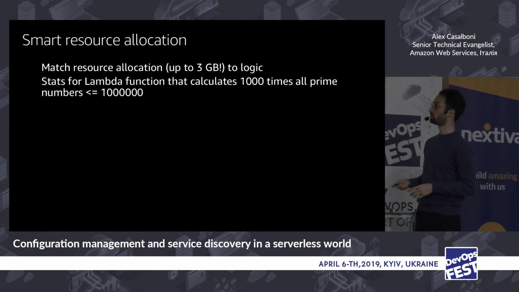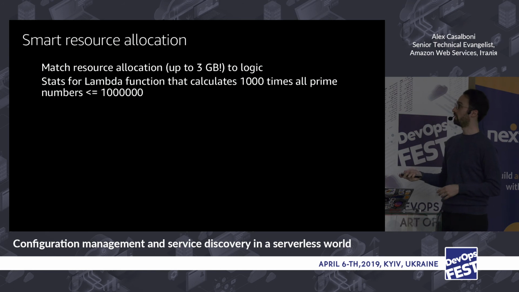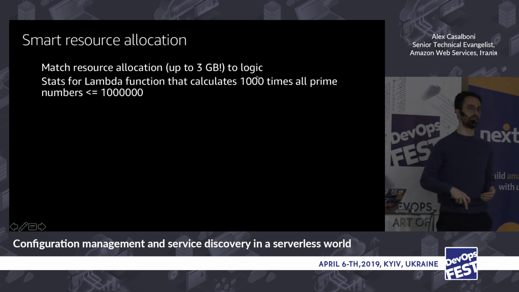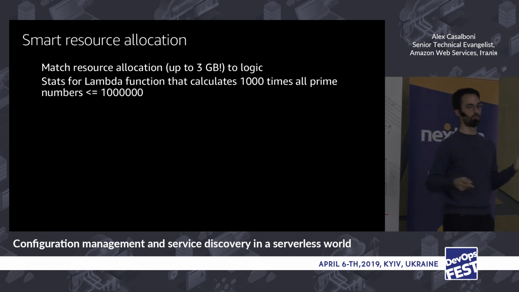Let me give you an example. So I have this Lambda function running 1,000 times all the prime numbers below 1,000,000. So this is very compute intensive.